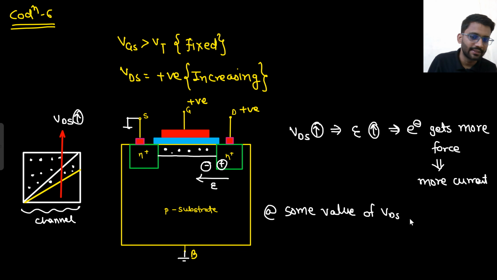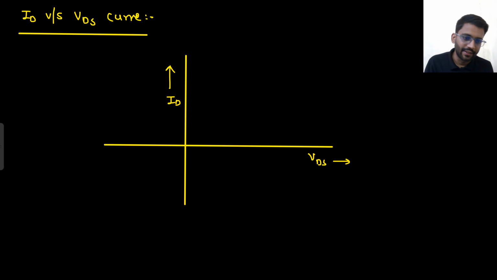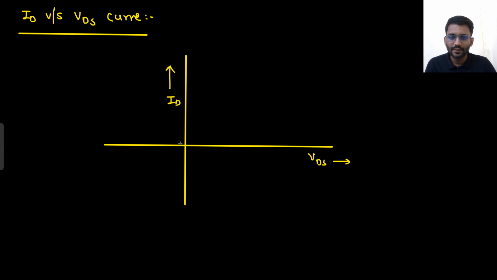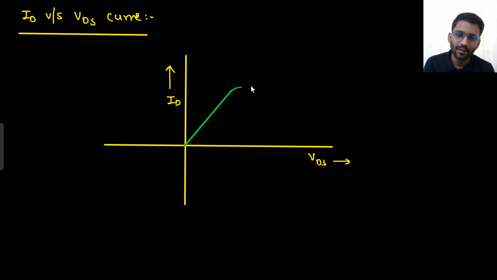At some value of VDS, I will directly write the current will saturate, because you know the reason. What is the reason? At some value of VDS, the current will saturate. So initially it increases linearly, then at some point it saturates. After that it saturates.